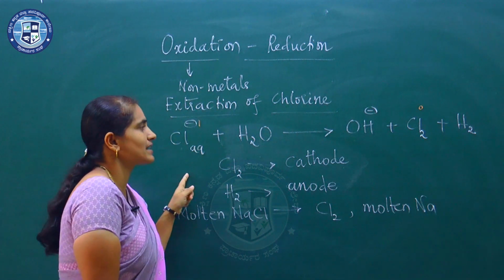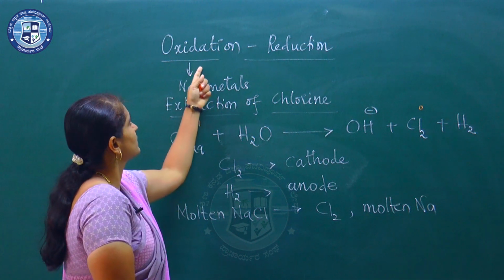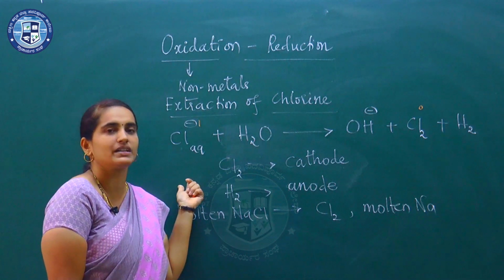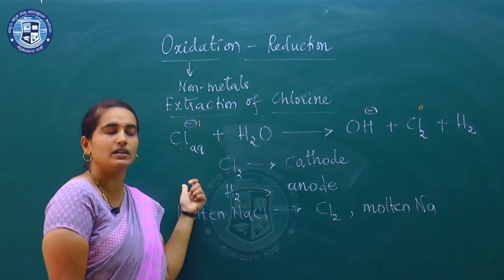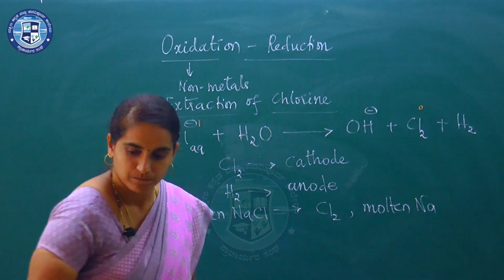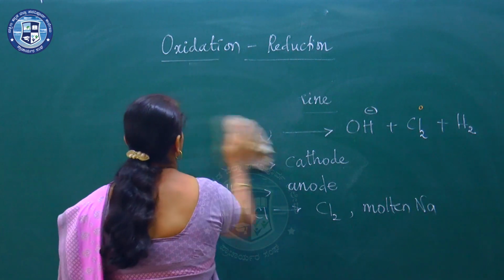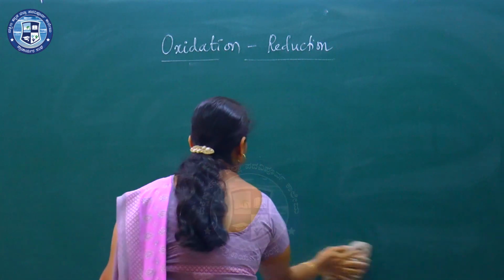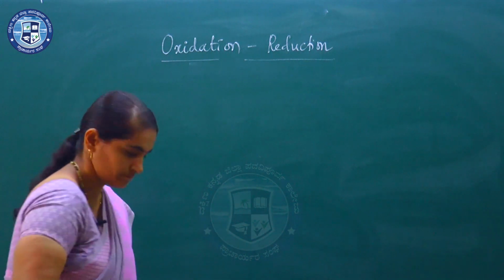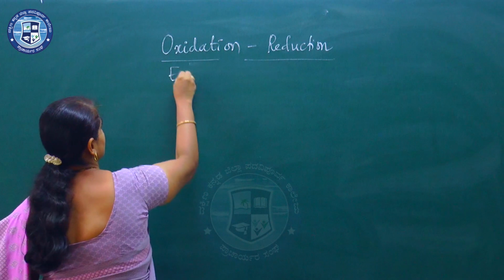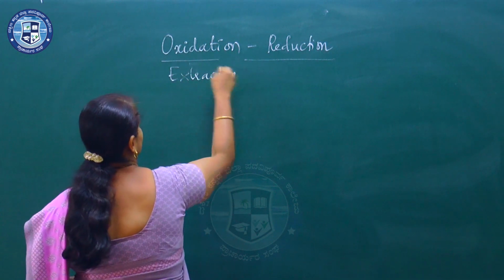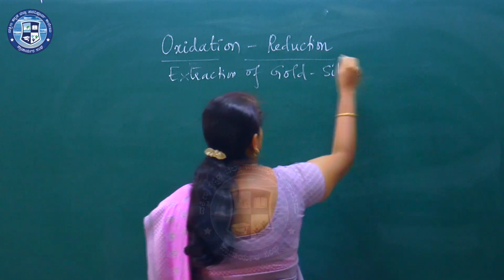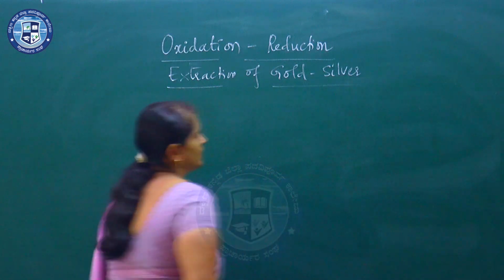So there is one more example given to you here, applying the principle of oxidation and reduction, that is the extraction of gold and silver, which we have already studied in leaching. So let us recall that once again. Extraction of gold, silver. The equations I have already written, so it is just a recap, that's it.